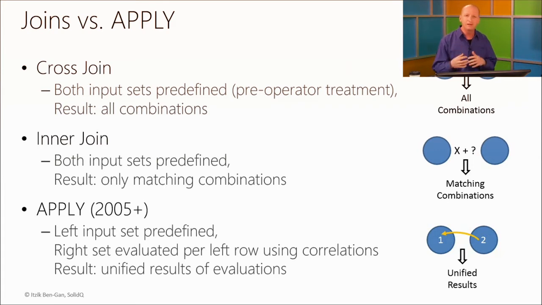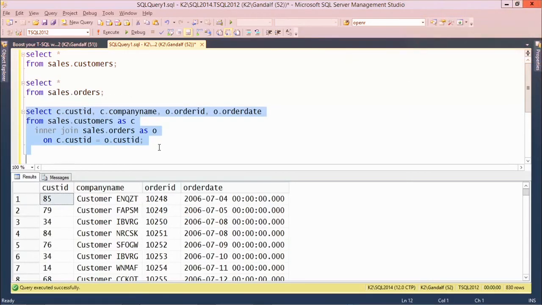So if this doesn't make much sense, let's look at an example. Let's say that instead of matching all orders with the respective customers, what we want to do is for each customer, we want to return only a certain number of its most recent orders, right? And let's say that we have a query that for a given customer returns a certain number of most recent orders. So let's do it like this.